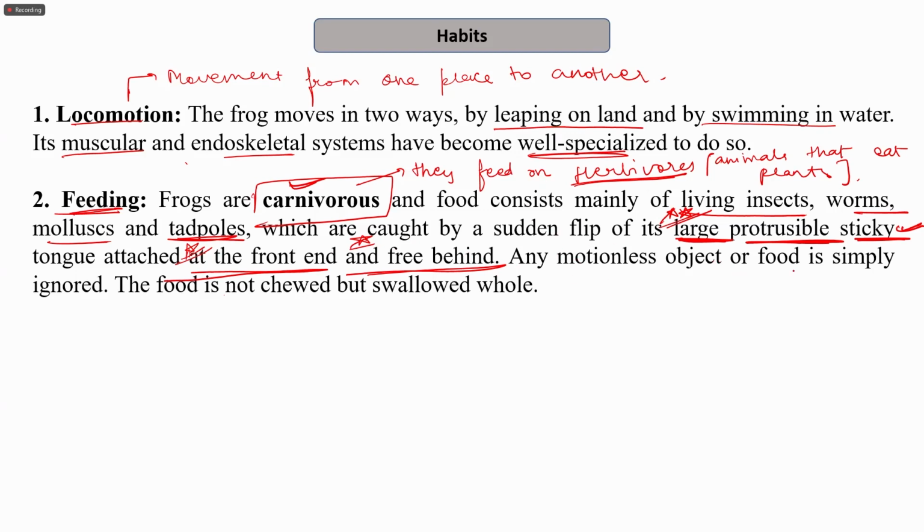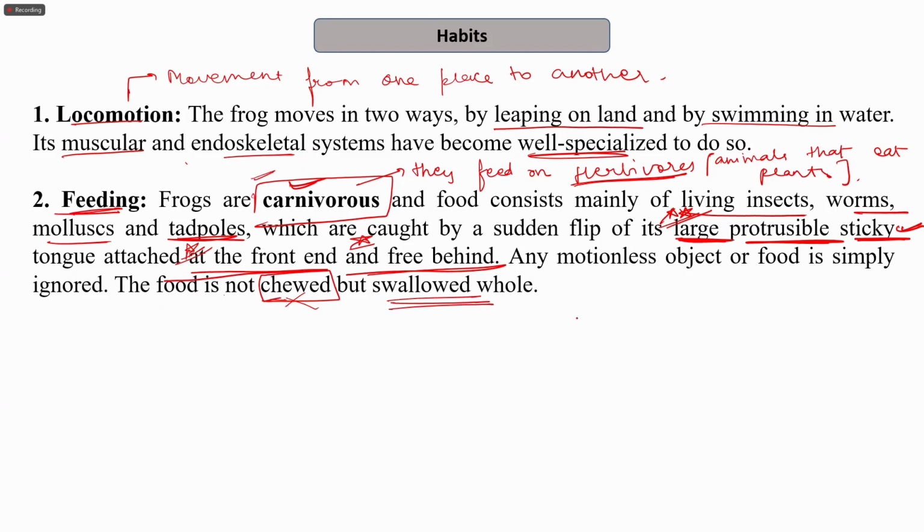They catch any motionless object, and the food is not chewed. We know that in cockroaches, the feeding habit was chewing and biting, but in frogs, the food is not chewed, it is swallowed as a whole. So this is very important. The feeding habit: frogs are carnivores.